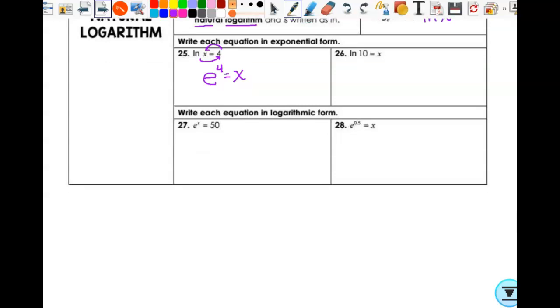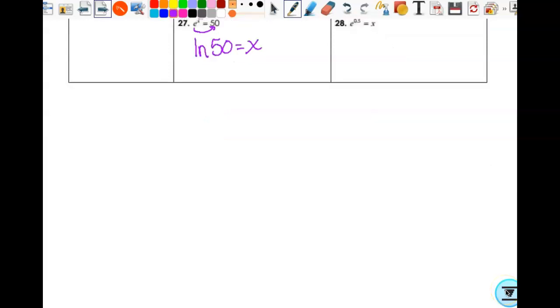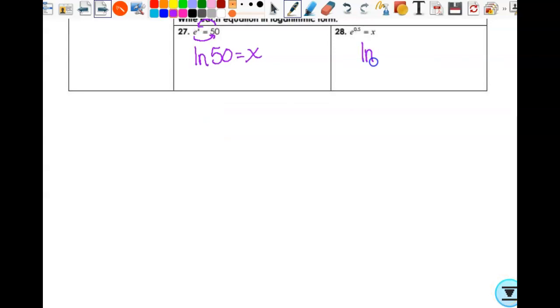Okay, so then this one right here, we would take e to the x power, and that equals 10. So that's taking it from the natural log to the exponential, and now we can take the exponential and turn it into the log. So it's just like before. This is the base, and it goes around like that. So I don't write log base e. Log base e is natural log. So the natural log of 50 is equal to x. And then this last one, we would have the natural log of x equals 0.5. Okay. What questions we got? Anything? Awesome.